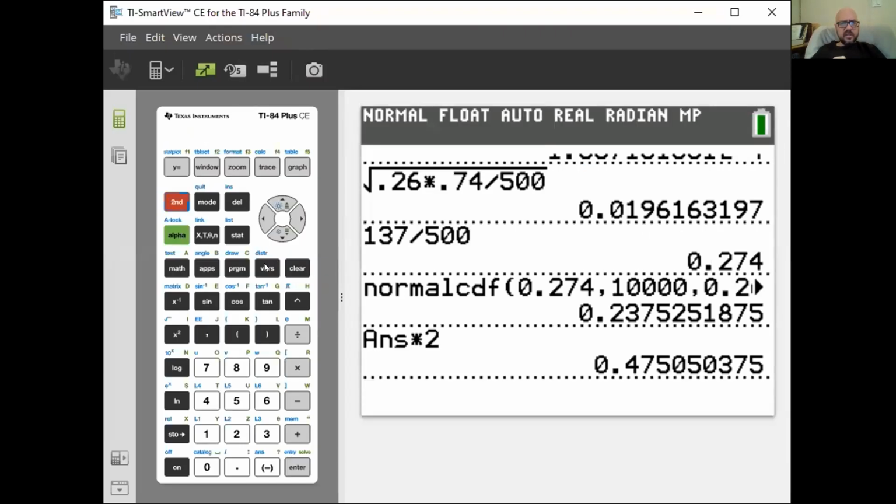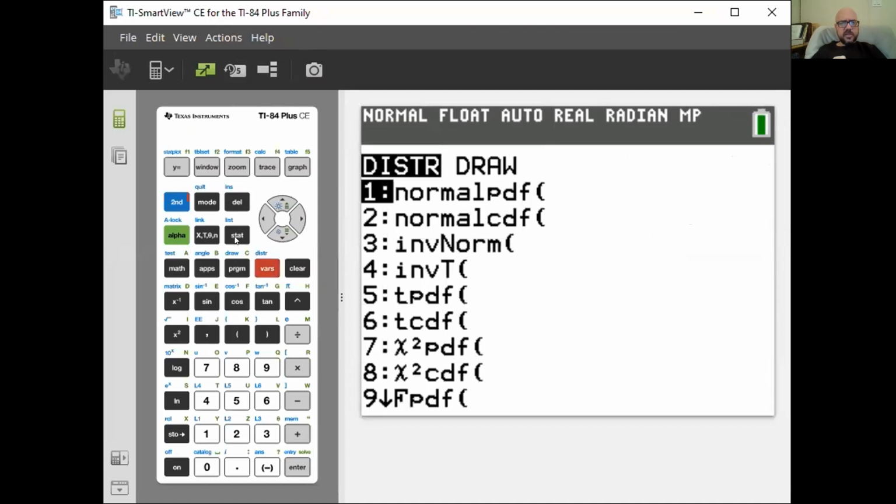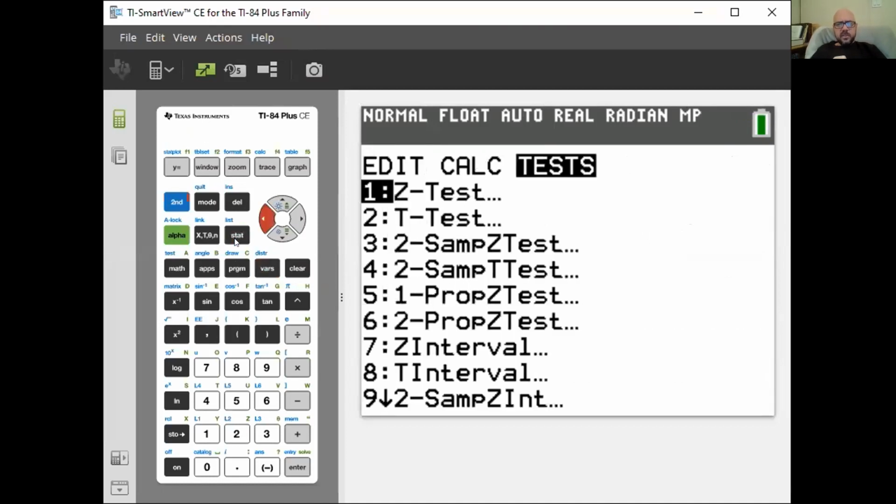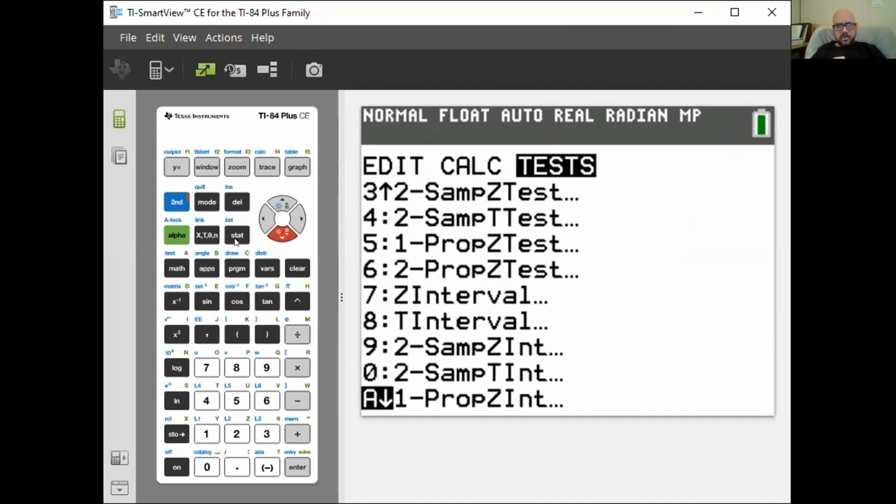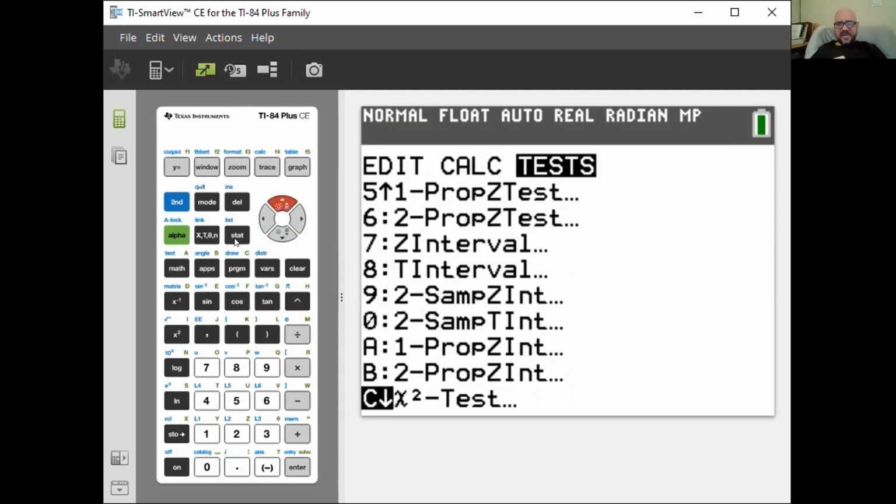So go to one prop z interval. That is second distributions. No, it's not. That's not right. Sorry, stat tests. One prop z interval. Oh, so just wait, where is it? Oh, z interval. Right. No. One prop z int. Man, sorry, it's getting a little late. I'm getting kind of tired.